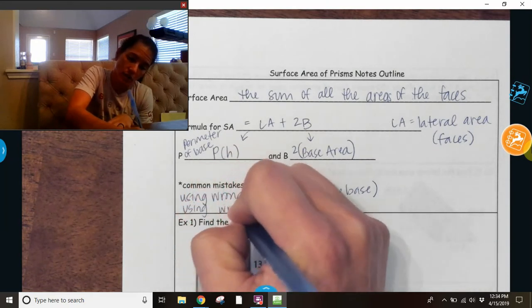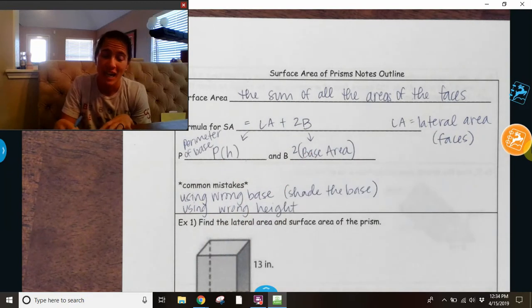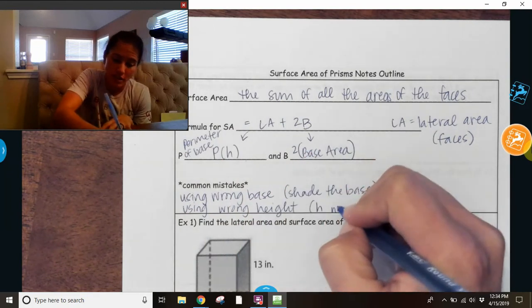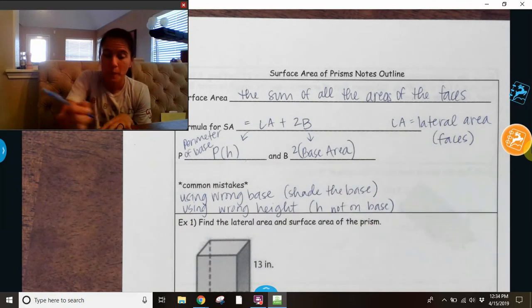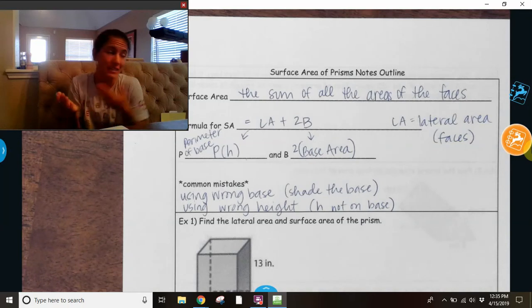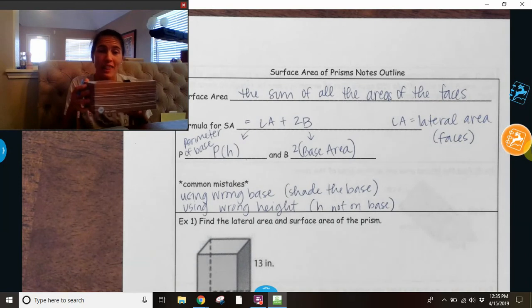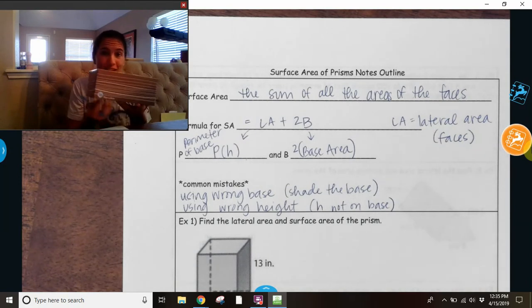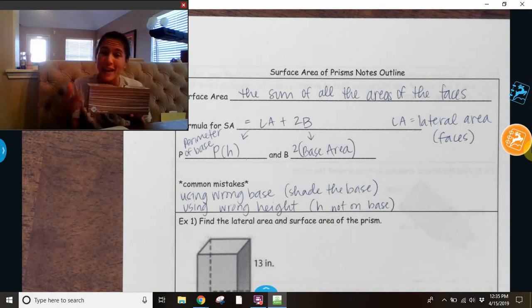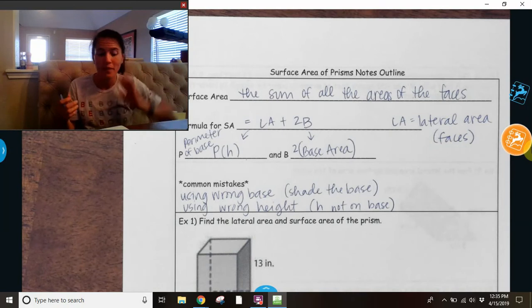using the wrong height. Using the wrong height, and the H is not on the base. So that's a key. The height of the prism is not going to be on your base, because if it's sitting on its base, for example, this green part is the base. The height of the prism is here. A height is not going to be on your base, not the height of the prism. There might be a height to your base, but the height of the prism cannot be on your base, and that's another very common mistake.